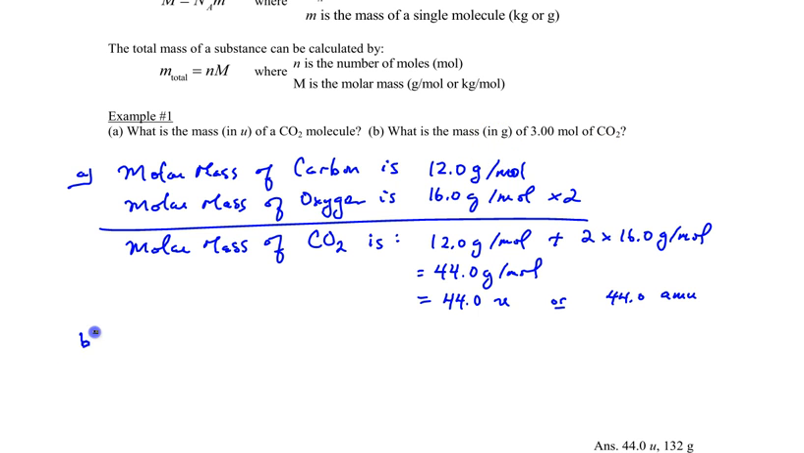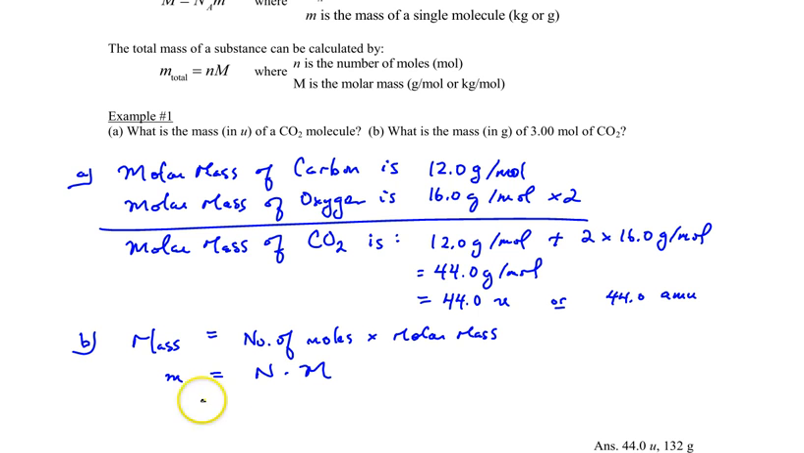In part B, we're asked to find the mass in grams of 3 moles of carbon dioxide. And hopefully you also recall this in chemistry class. The mass can be calculated by the number of moles multiplied by the molar mass, which is in grams per mole. So the mass is equal to the number of moles multiplied by the molar mass. If you want a formula, you could write it as M equals n times a script capital M.